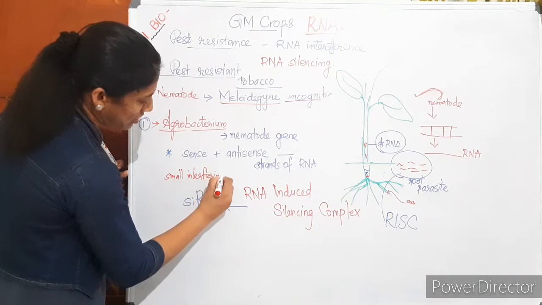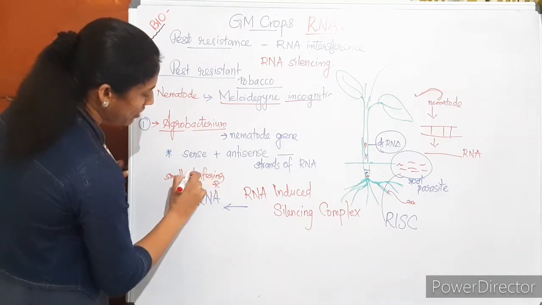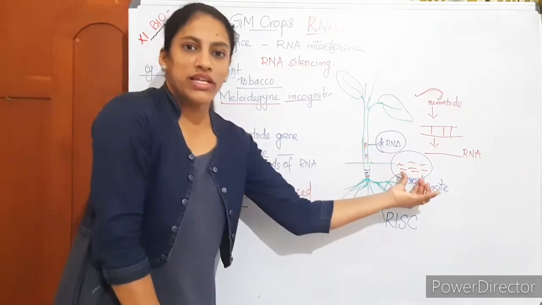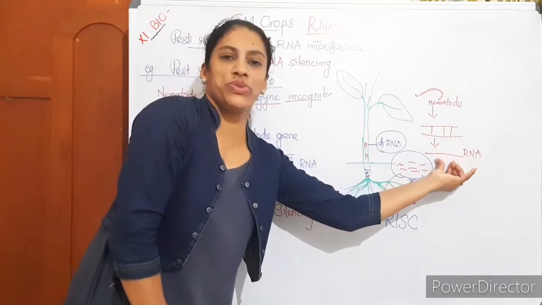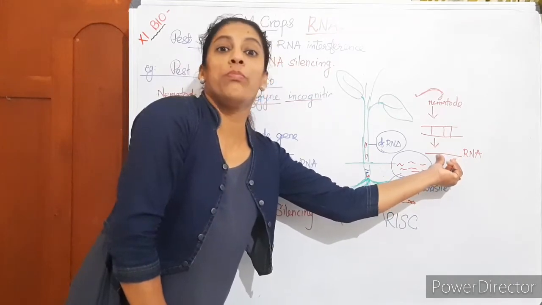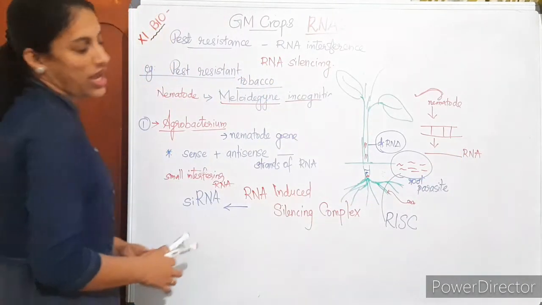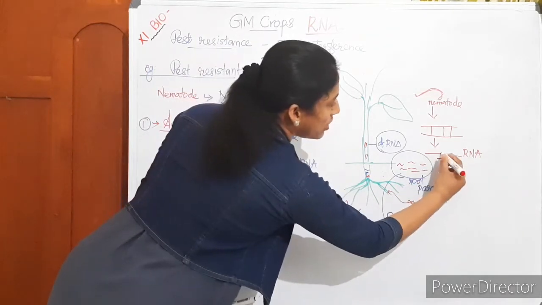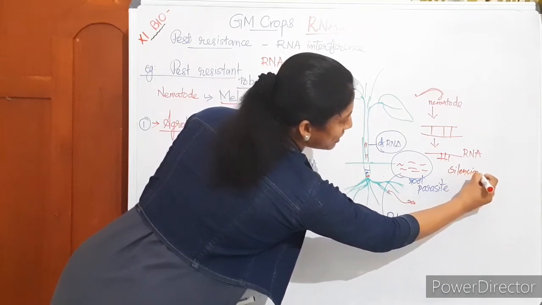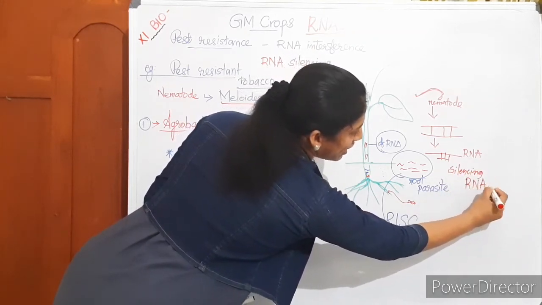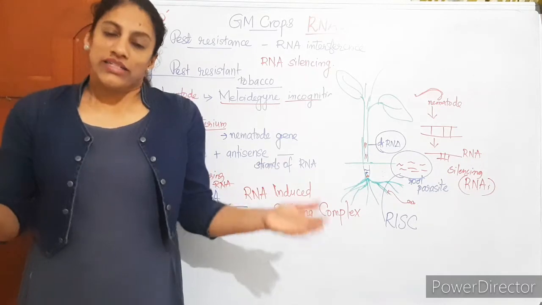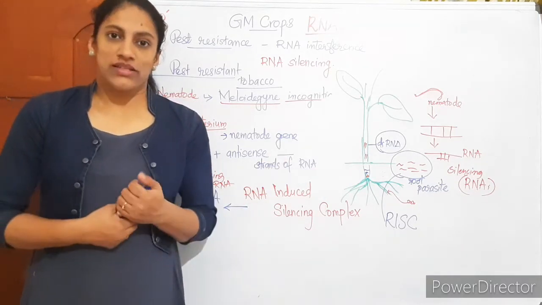Small interfering RNA. Then what happens? This small interfering RNA will go and bind to the nematode RNA. So this siRNA goes and blocks the nematode RNA, and this blocking is known as silencing or RNAi. This technique is known as RNA interference, RNAi. This is a technique to develop pest resistance in plants.